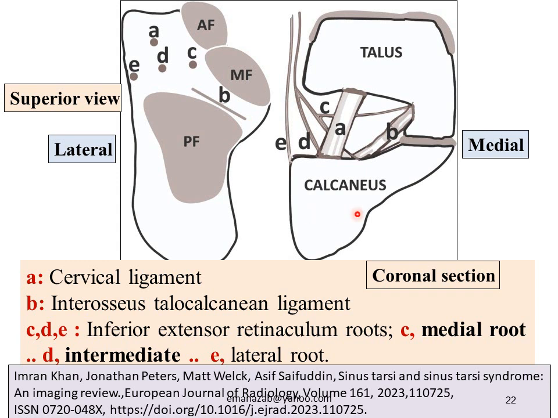In coronal section, this is the cervical ligament, this is the interosseous ligament, and these are the three roots of the stem of the inferior extensor retinaculum: the lateral root, intermediate root, and medial root, which has three components: one component attached to the talus and two components attached to the calcaneus.